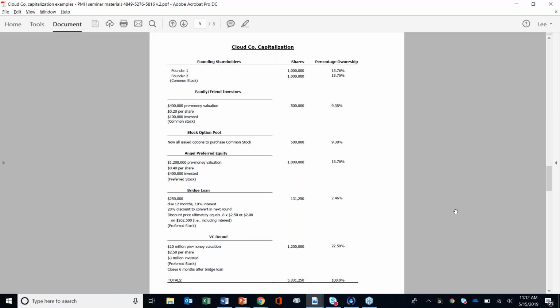You can see on this scenario that the company's raising $3 million, and as a result of raising $3 million at a $10 million pre-money valuation, it is getting shares that represent 22.5% of the company. So if you walk through that, the key thing you can see from the founders' perspective, the founders originally owned 100% of the company between them, 50% apiece, and now they own about 18 to 19% of the company apiece.